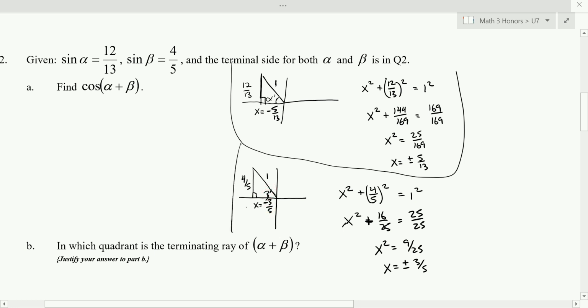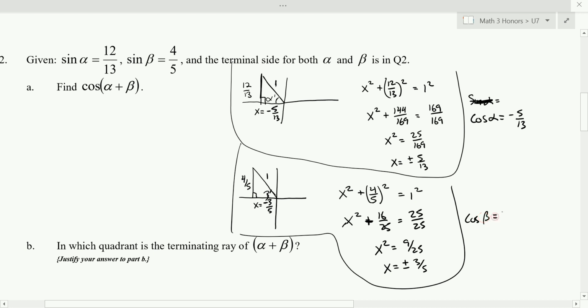So from this piece, we can conclude the sine of alpha is given to us, and the sine of beta is given to us. I'm not going to write this. But the cosine of alpha, we found, is negative 5 over 13, and the cosine of beta is negative 3 over 5. So now we can use our formula to find cosine of alpha plus beta. Your formula says that that's equal to cosine of alpha cosine of beta minus the sine of alpha, the sine of beta. And plug in our values now.